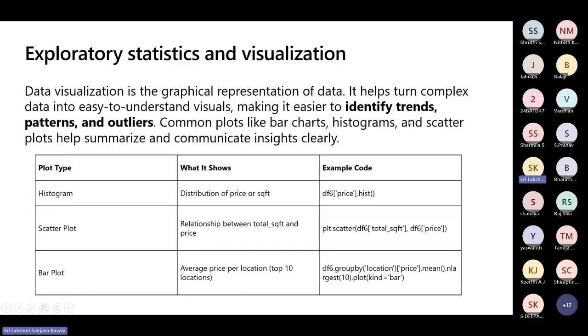We have different visualizations that we can show you. The first one is the histogram, a distribution of price or square feet we can see. The second thing is the scatterplot. It shows the relationship between, or how it varies between, two different columns. And the third one is the bar plot. It shows average price per location.